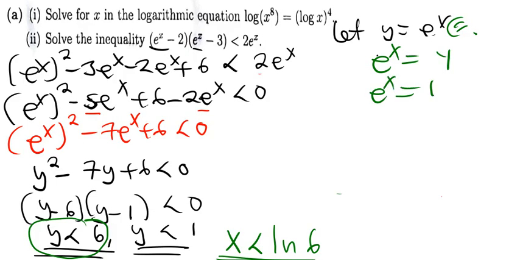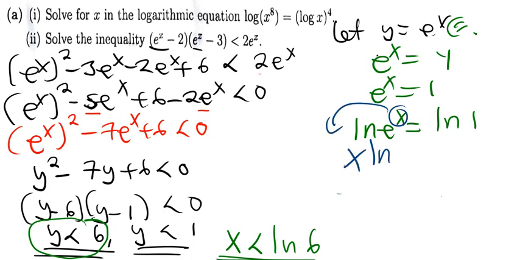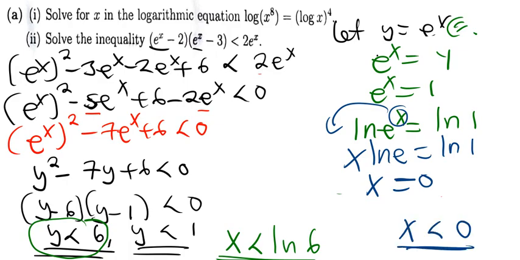Let's introduce ln. Natural log of e^x is equal to natural log of 1. What is natural log of 1? The property of log allows us to shift the power to be in front. So it will be x natural log of e is equal to natural log of 1. Natural log of 1 is 0, same as log 1 is 0. So it will be x, natural log of e is 1. x times 1 is x, is equal to 0. Therefore, x has to be less than 0. So these are the answers, this guy and that one.